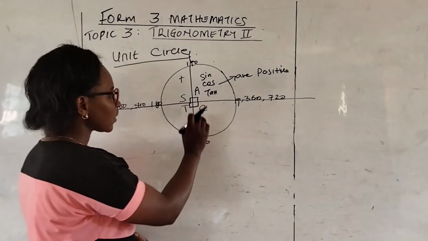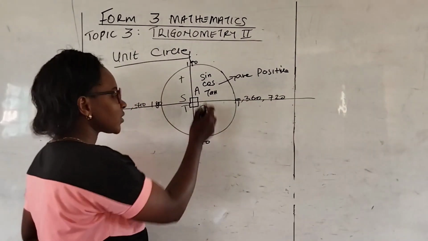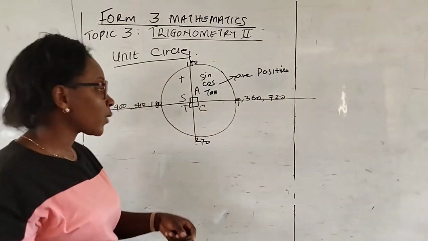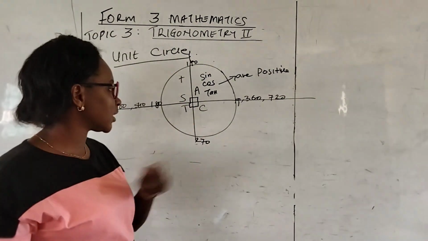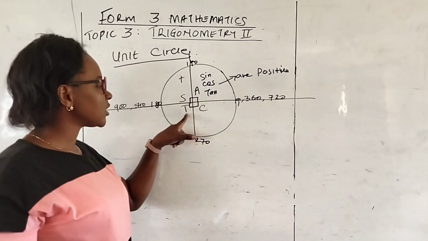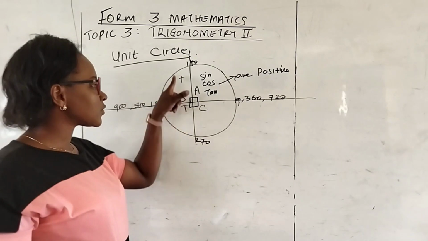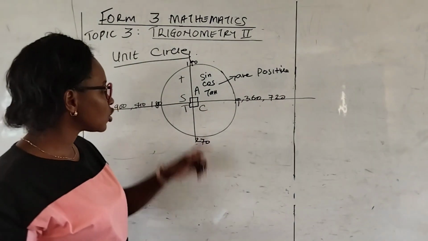And we call this one, All Students Take Care. It's our small formula that enables us to know where to place sine, tangent, and cosine. That is, All Students Take Care: A for all of them, S for sine, T for tangent, and C for cosine.